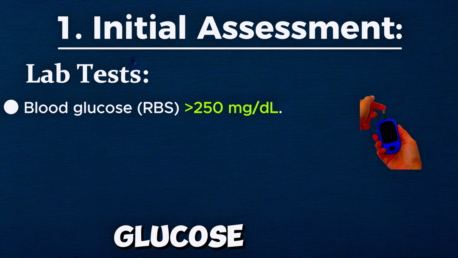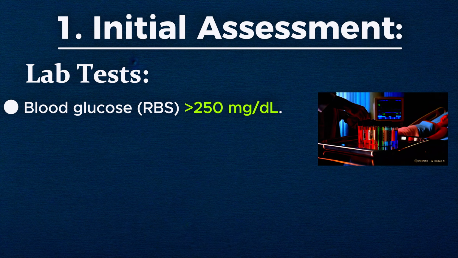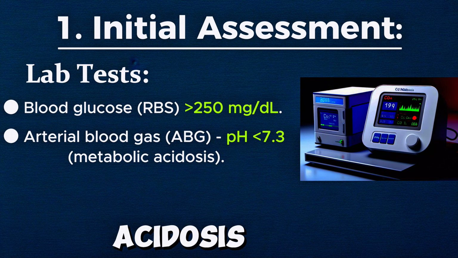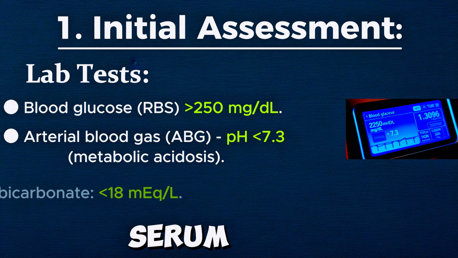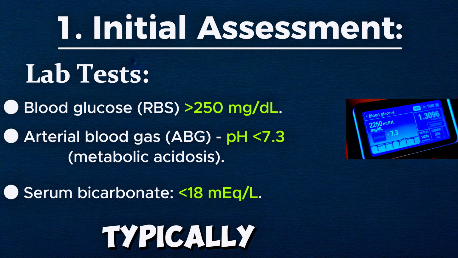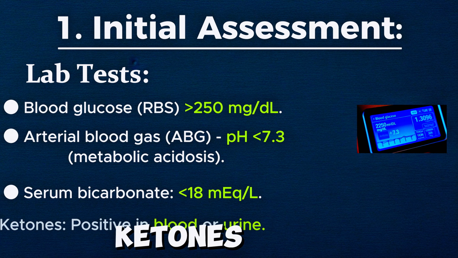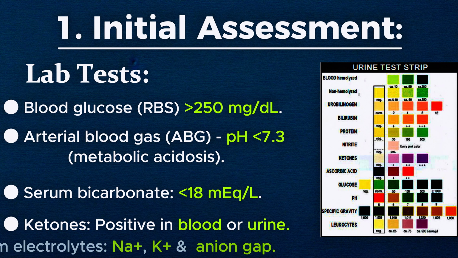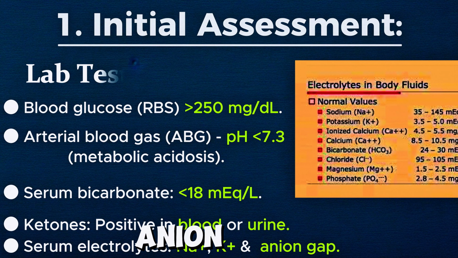Lab tests are critical for confirmation and ongoing management. Blood glucose, usually greater than 250 milligrams per deciliter. Arterial blood gas, ABG, shows metabolic acidosis with a low pH less than 7.3. Serum bicarbonate, typically less than 18 milliequivalents per liter. Ketones, positive in blood or urine. Serum electrolytes, to assess sodium, potassium, and anion gap.